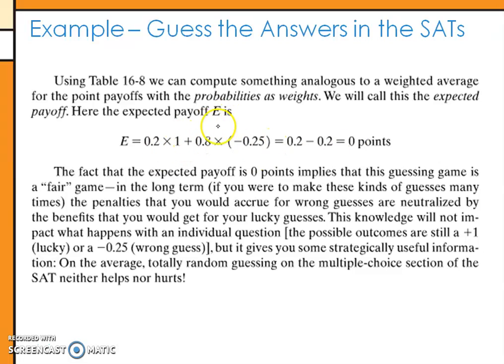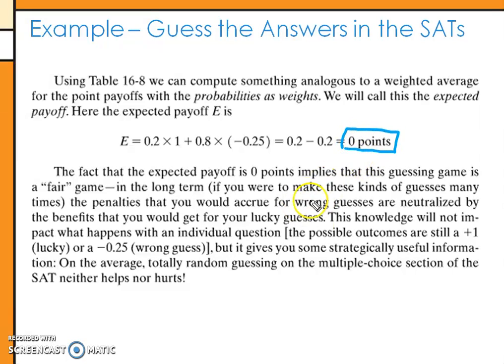notice 0.2 times 1 is 0.2. 0.8 times negative 0.25 is negative 0.2. So you end up with an expected value of 0 points. So what does that mean? Sometimes you might guess right and sometimes you might guess wrong, but on average, if you do that across the whole exam, it's not going to help you, because the ones that you guess wrong will cancel out the ones you guess right and give you a net of 0 points.